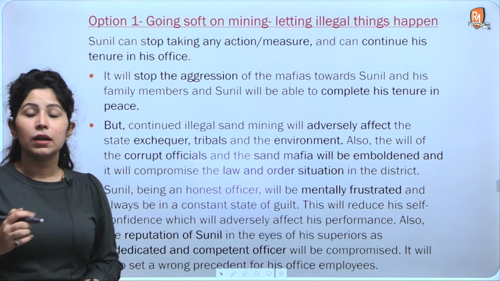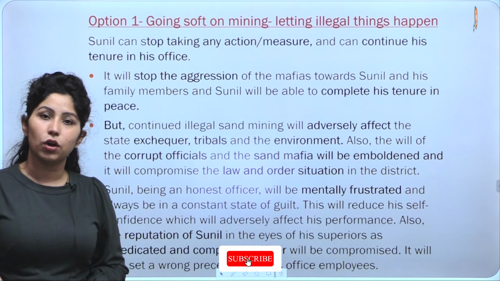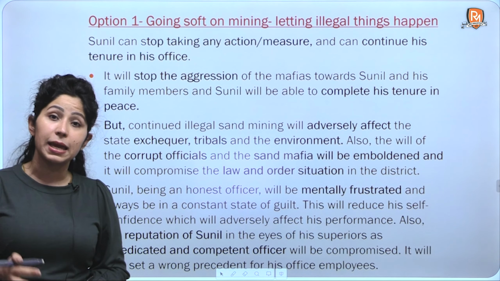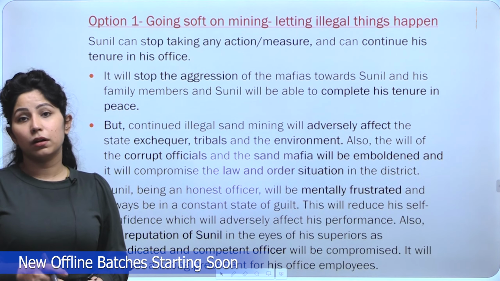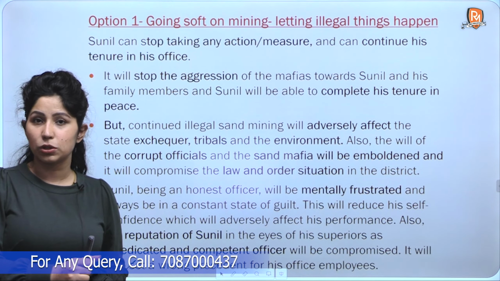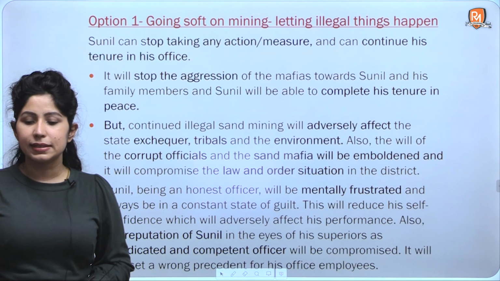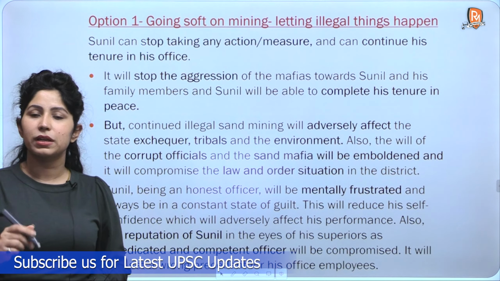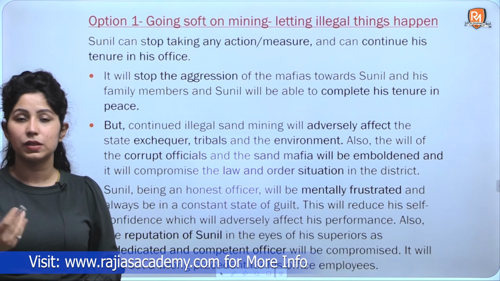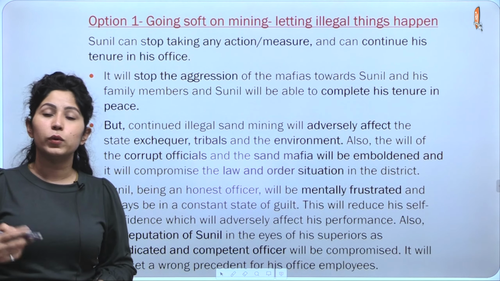So let's see what will happen if he lets the sand mining go on. First of all, it will demotivate other officers to be posted in such districts. It could also motivate some officers who would like to take bribes from such sand mafias, and they would want postings in such areas. So it could lead to a negative kind of motivation amongst the officers. The next thing that would happen is that law and order will never be under control, because if somebody like Sunil, who has so much integrity and dedication towards public service, is not taking any action, then who will come to the forefront to ensure law and order?